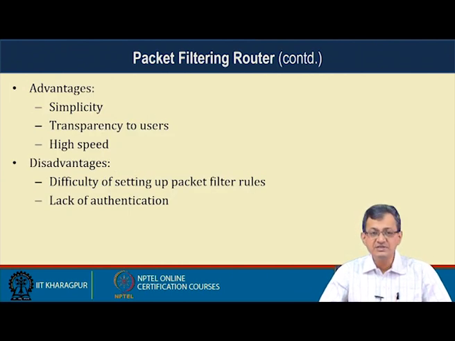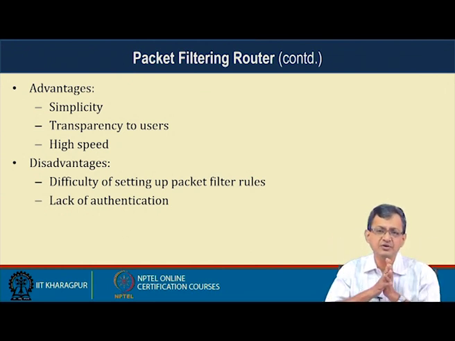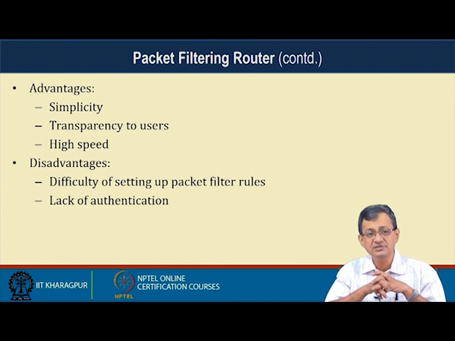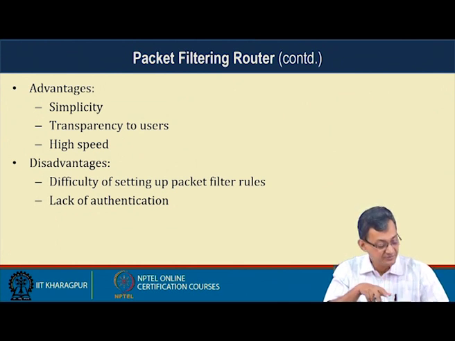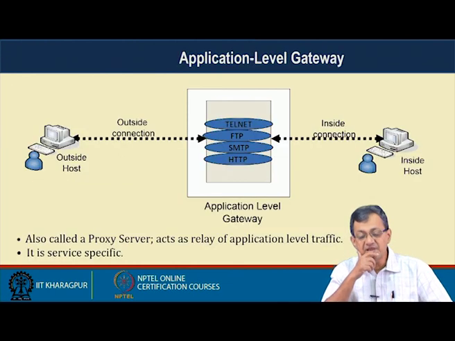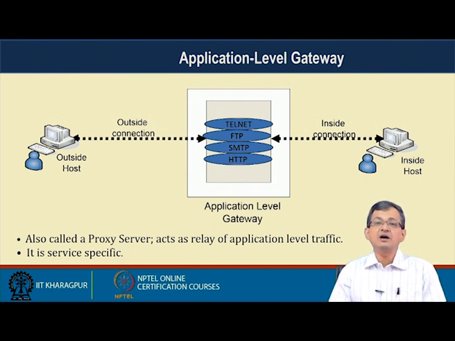So, advantages: simplicity, transparency to the user, higher speed. Disadvantage: it is difficult to set up packet filter rules. So, what should be the packet filter rules? A large organization may have a huge number of IP or subnet blocks, and setting these rules is cumbersome. There is also a lack of authentication, whether the source is authenticated, etc. These are not there.